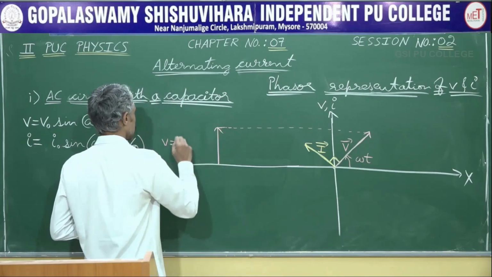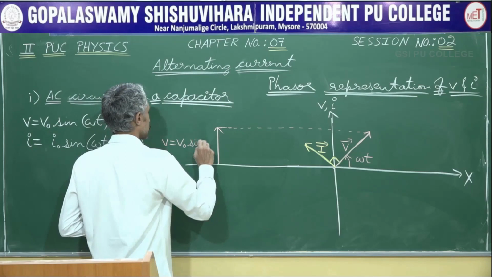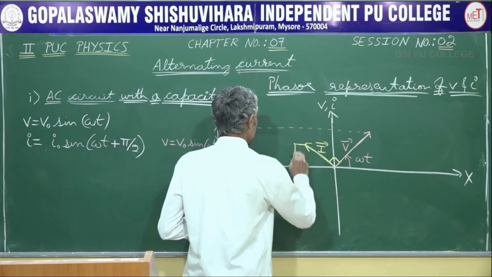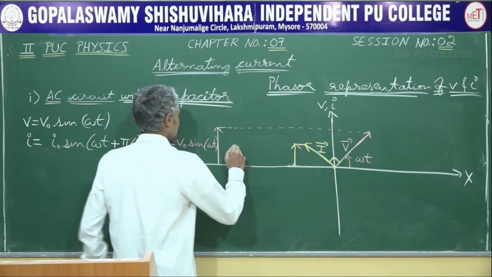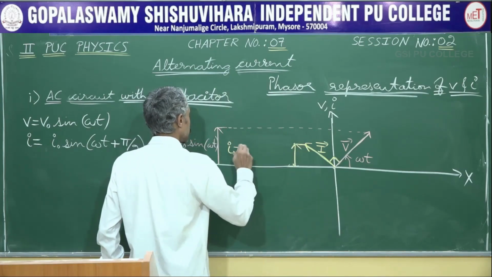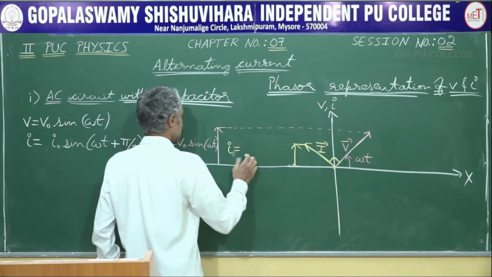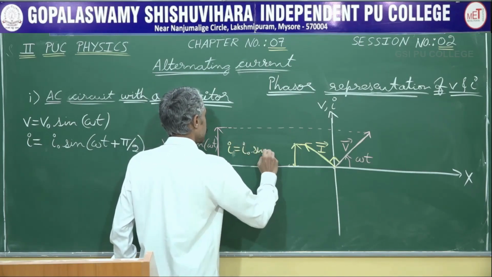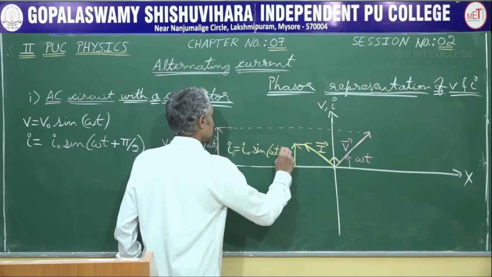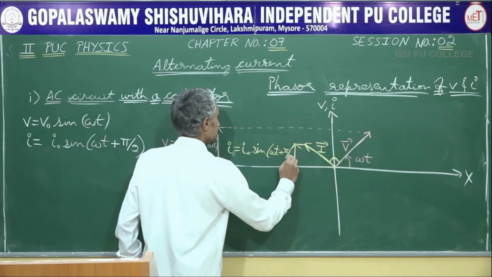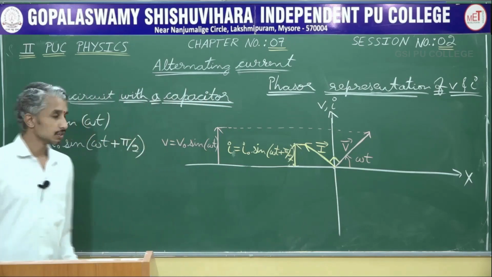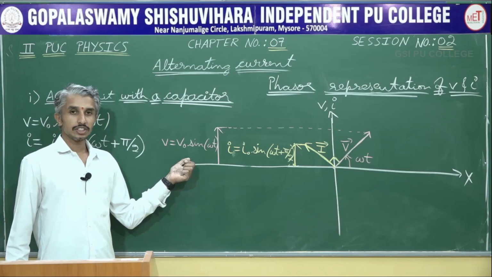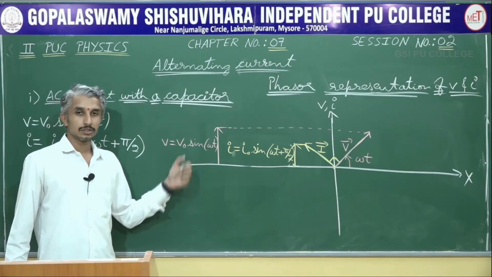Here V is equal to V naught sin omega t, and here current is equal to I is equal to I naught sin omega t plus pi by 2. So, this is the phasor representation for current and voltage in a capacitive circuit.